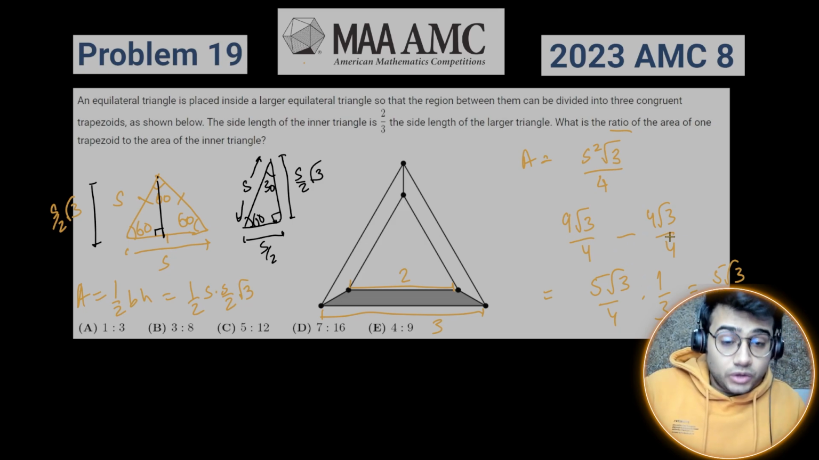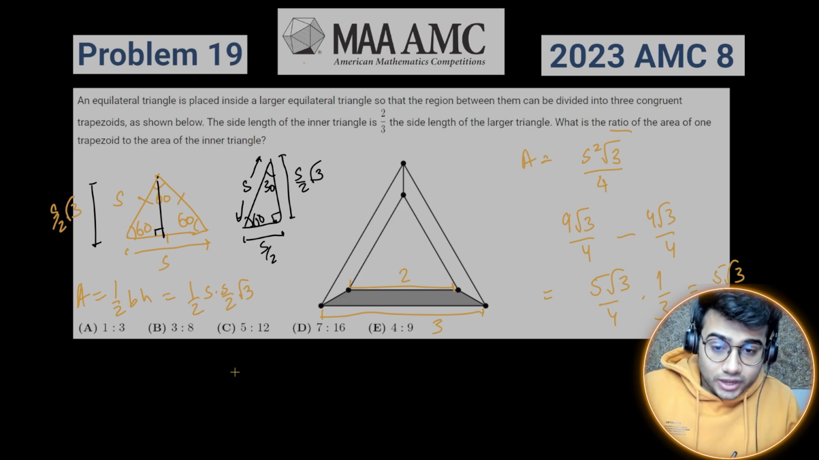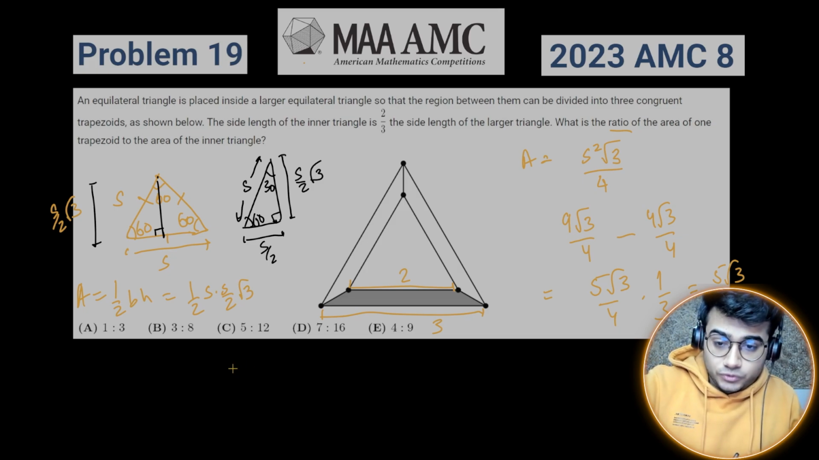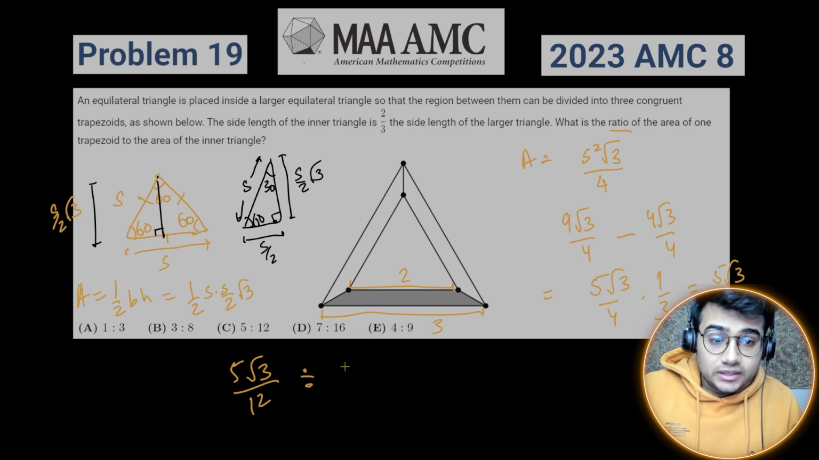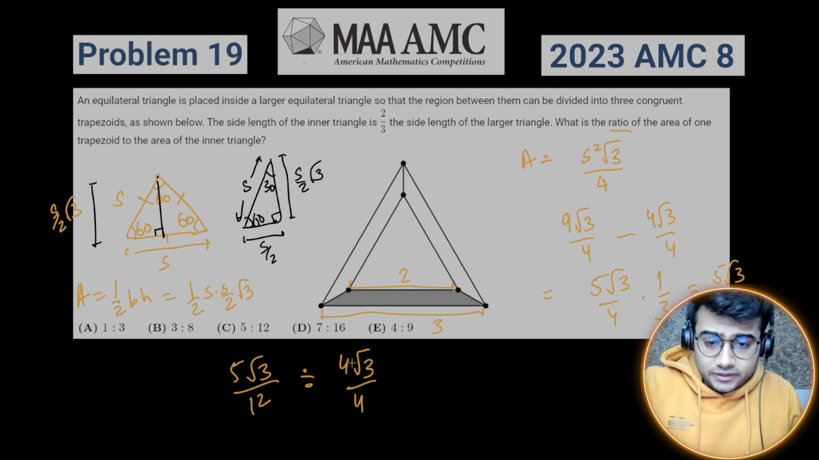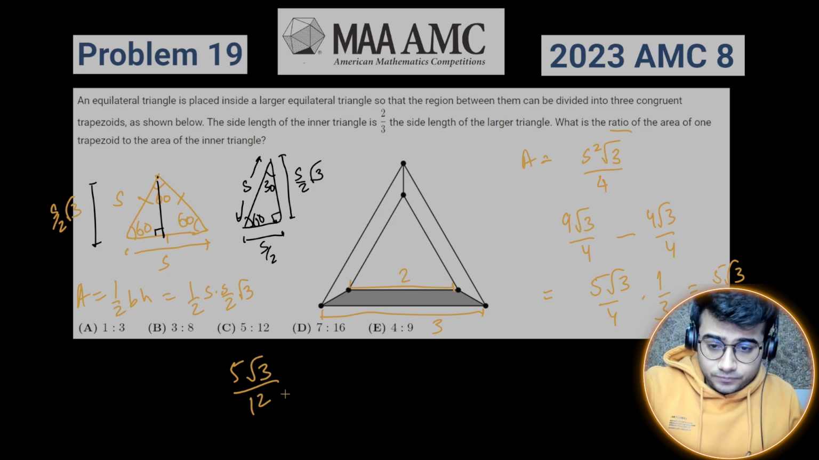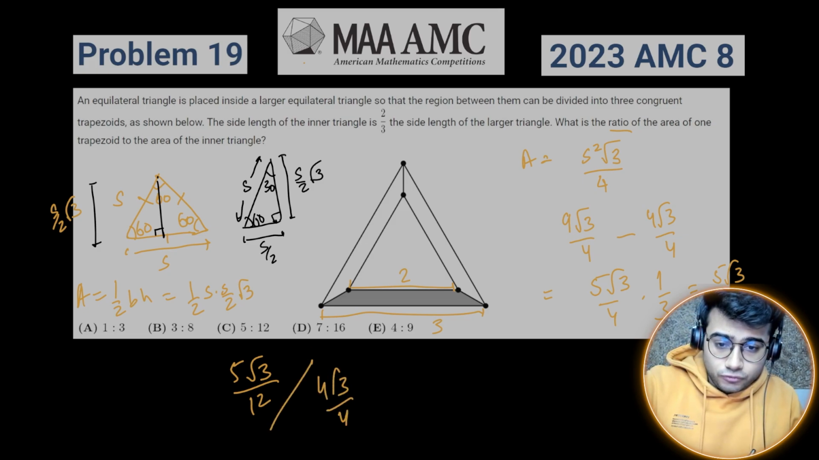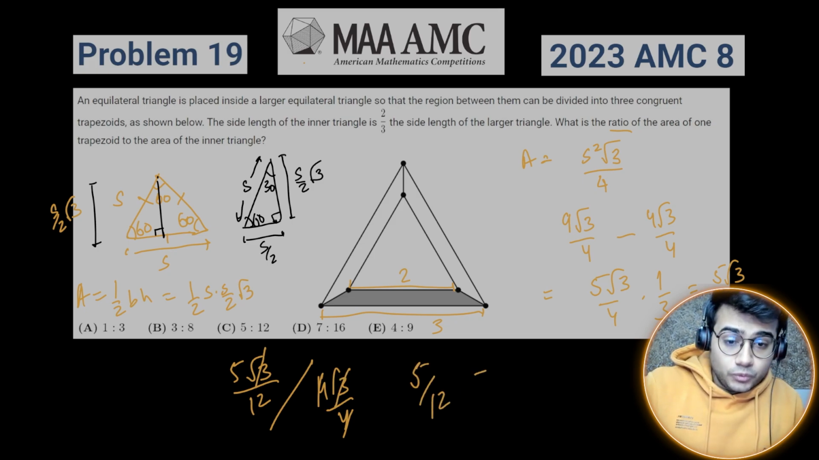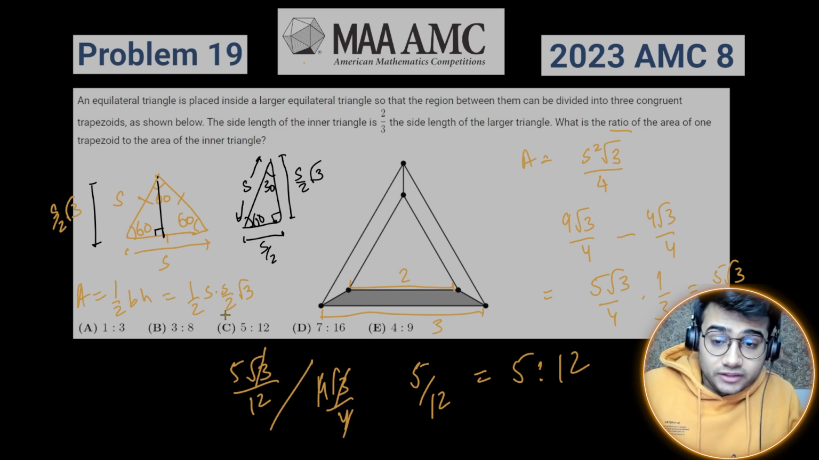Now, we need to take the ratio of the area of the trapezoid, which is 5 square root of 3 over 12, with the area of the inner equilateral triangle, which is 4 square root of 3 over 4. Now, 4 cancels out with 4, and then actually it might be easier to see things if I write it like this. So 4 square root of 3 over 4. 4 cancels out with 4. Square root of 3 cancels out with square root of 3. And we're just left with 5 over 12, which is the same as 5 ratio 12. So our answer is C.